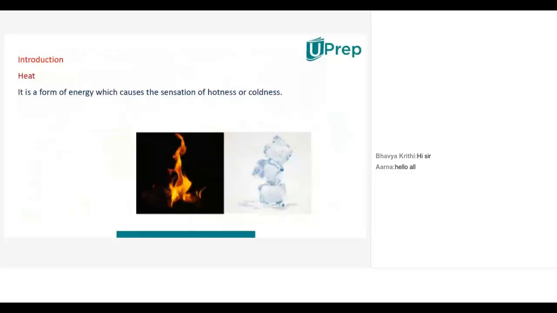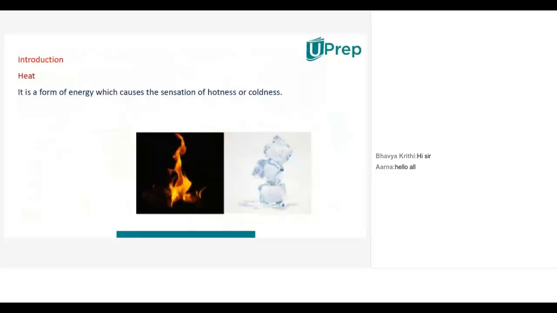Heat is a form of energy, and it is defined as the temperature or the hotness or coldness of an object. Between two objects with different temperatures, it is also referred to as heat energy or thermal energy. It is measured by calories, joules.